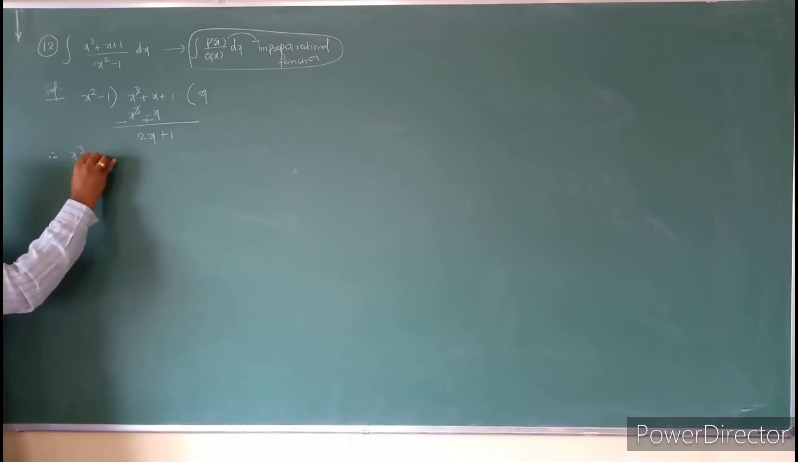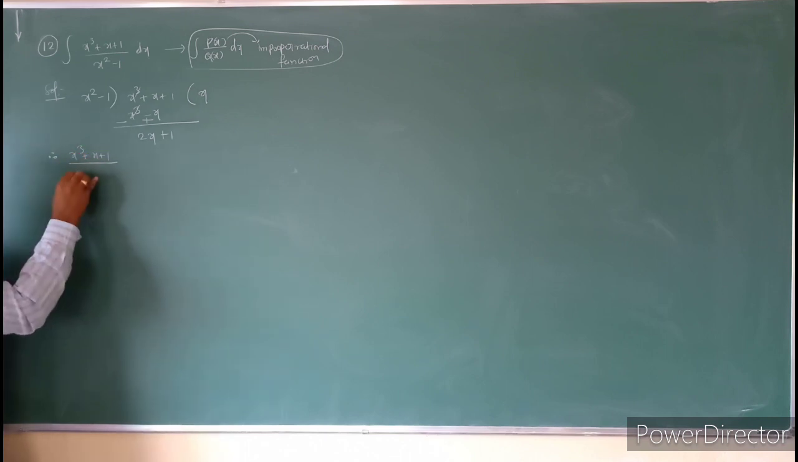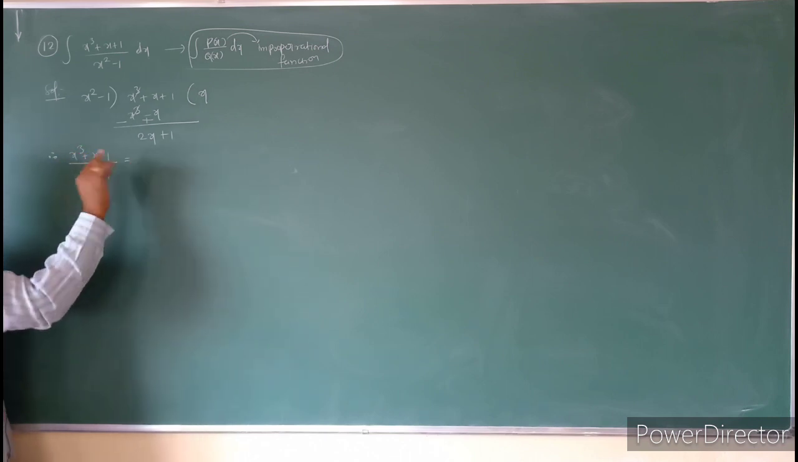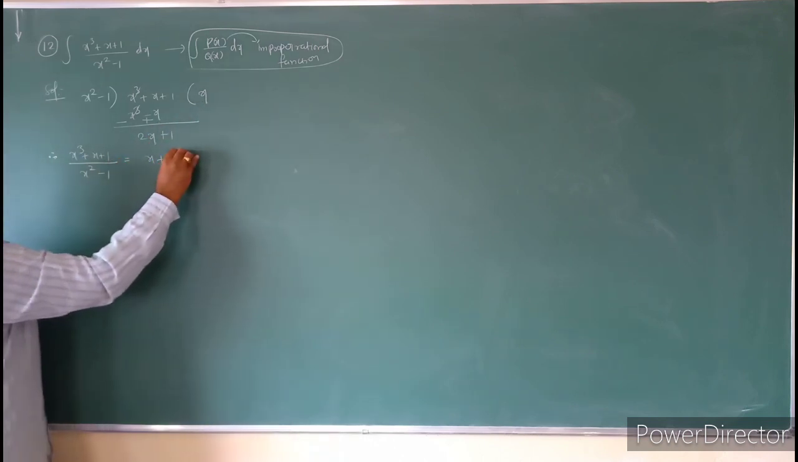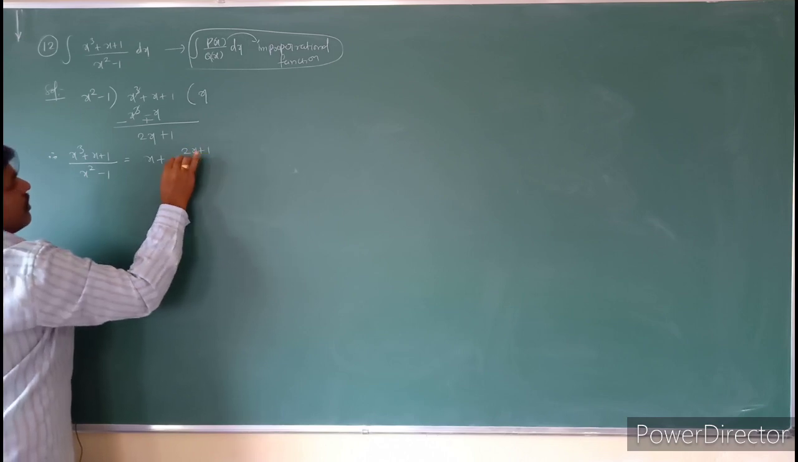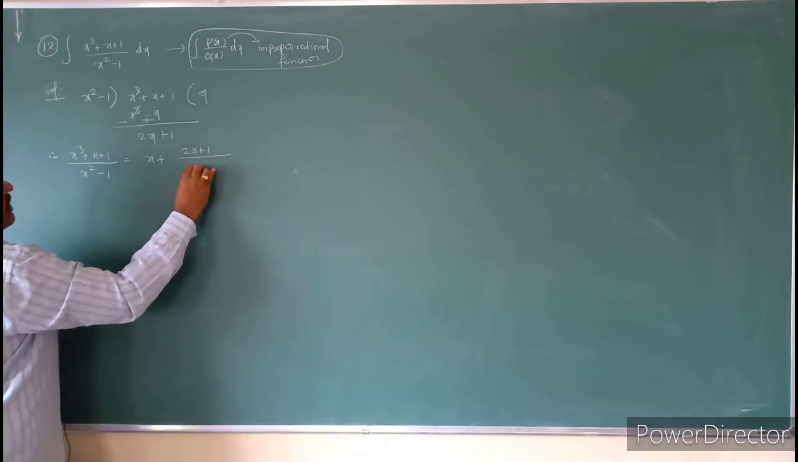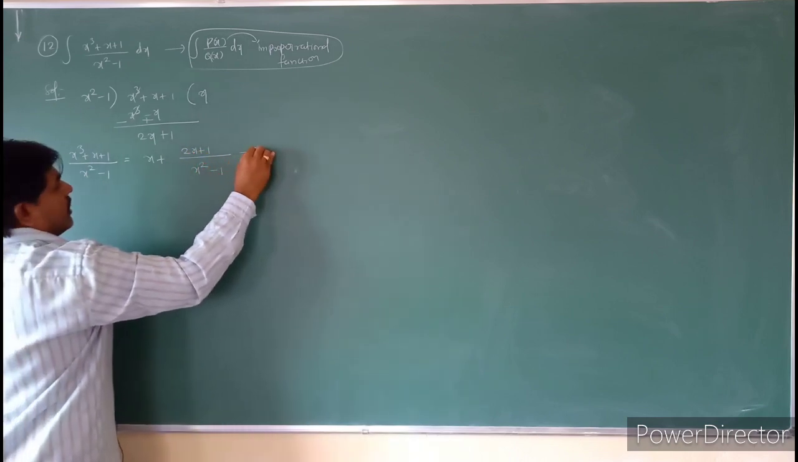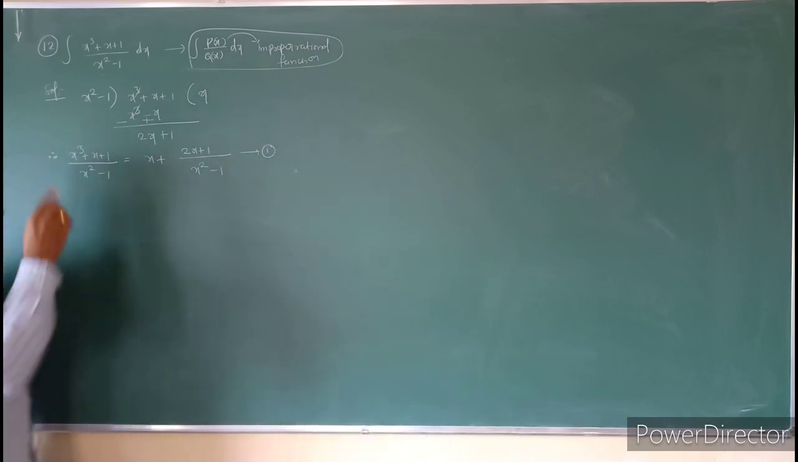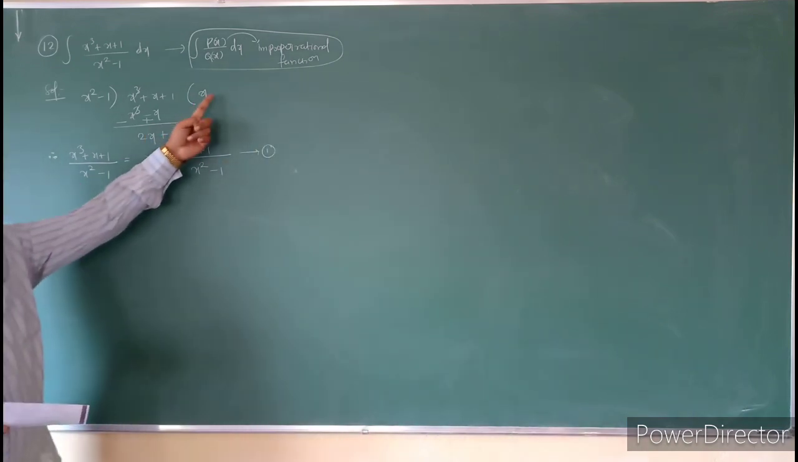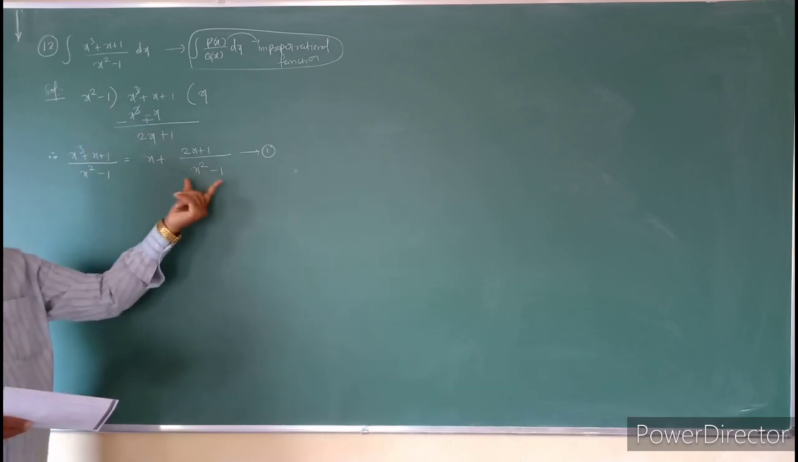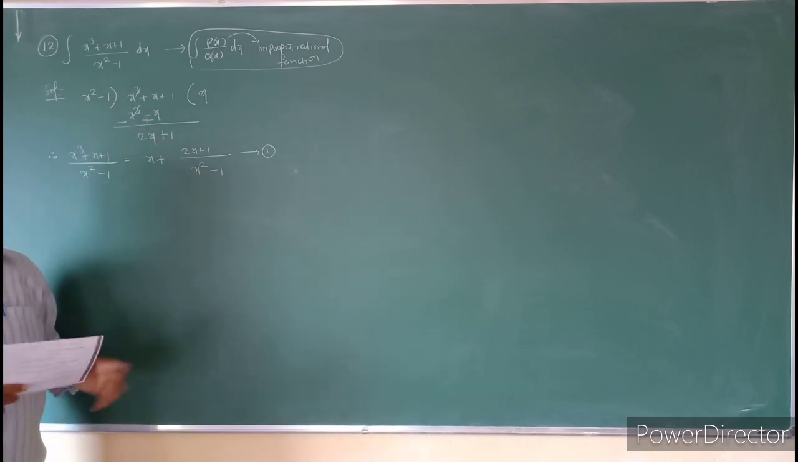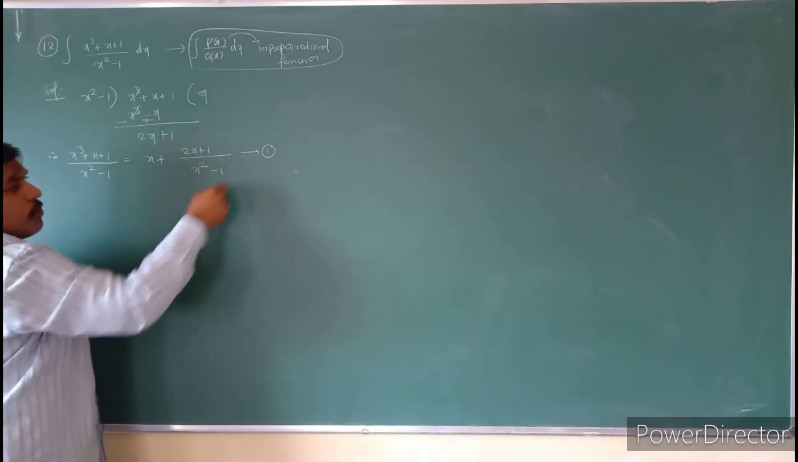x cube plus x plus 1 by x square minus 1 you can write as x plus (2x plus 1) by x square minus 1. Take this as equation number 1. So this is the problem. Next I will take this problem once again.